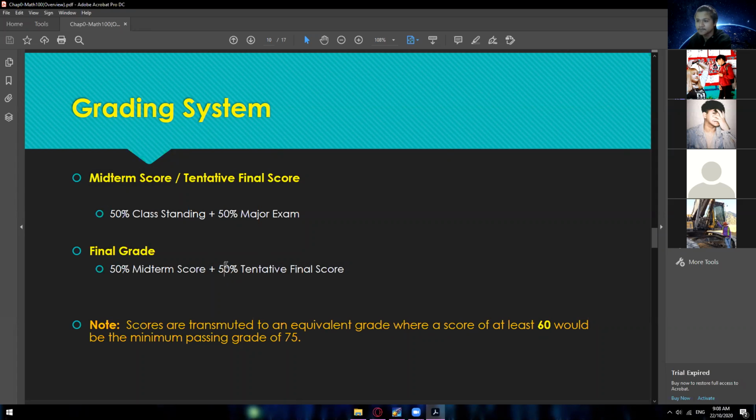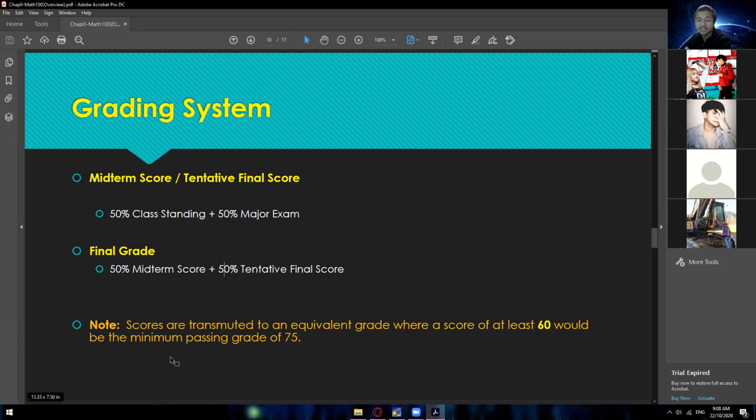and then quizzes. Okay. So take note that scores are transmuted to an equivalent grade where a score of at least 60 would be the minimum passing grade of 75. So ang passing score ng UC, so yung standard ng UC is 60% as always. Hindi 50%. So unlike the other school, kapag meron kang nakuhang 50 out of 100, yun na yung pasado. Okay? Hindi ganun sa UC.